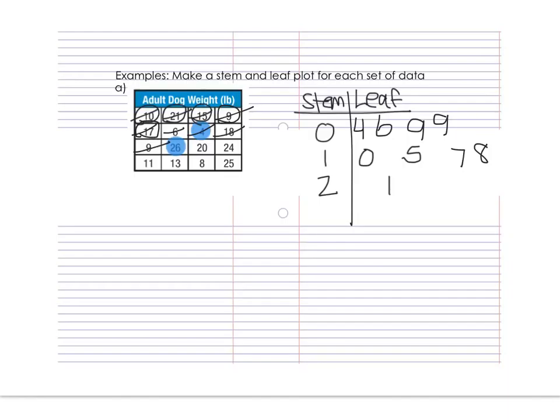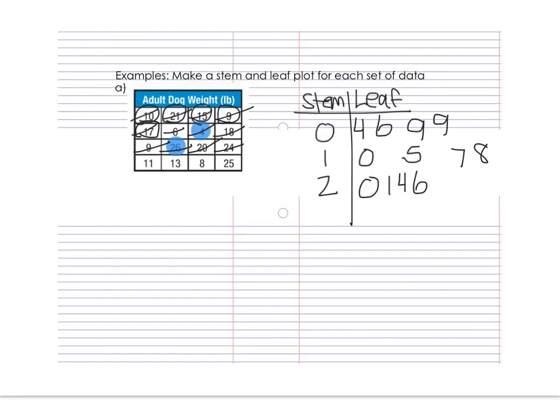Now let's take a look at 26. Has a stem of 2 and a leaf of 6. 20, stem of 2, leaf of 0. 24 has a stem of 2 and a leaf of 4. So I need to squeeze that one in there.